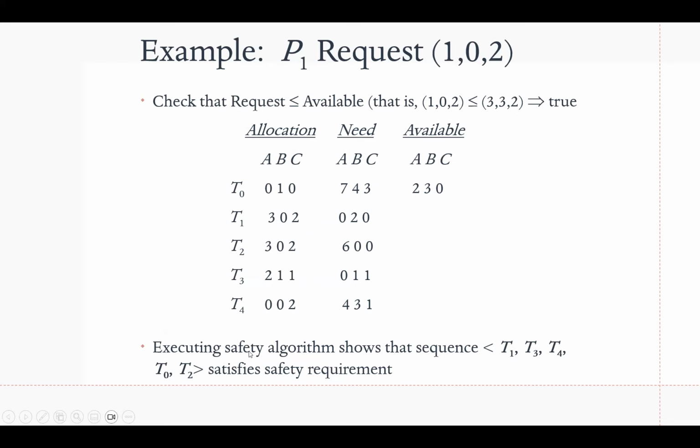Then again, you can execute the safety algorithm on this particular system, which shows that the sequence T1, T3, T4, T0, and T2 satisfies the safety criteria. So this T1, T3, T4, T0, T2, what is that? This is the safe sequence. If a safe sequence is present, it means the system is in the safe state. So after every resource request algorithm, you need to again run the safety algorithm.